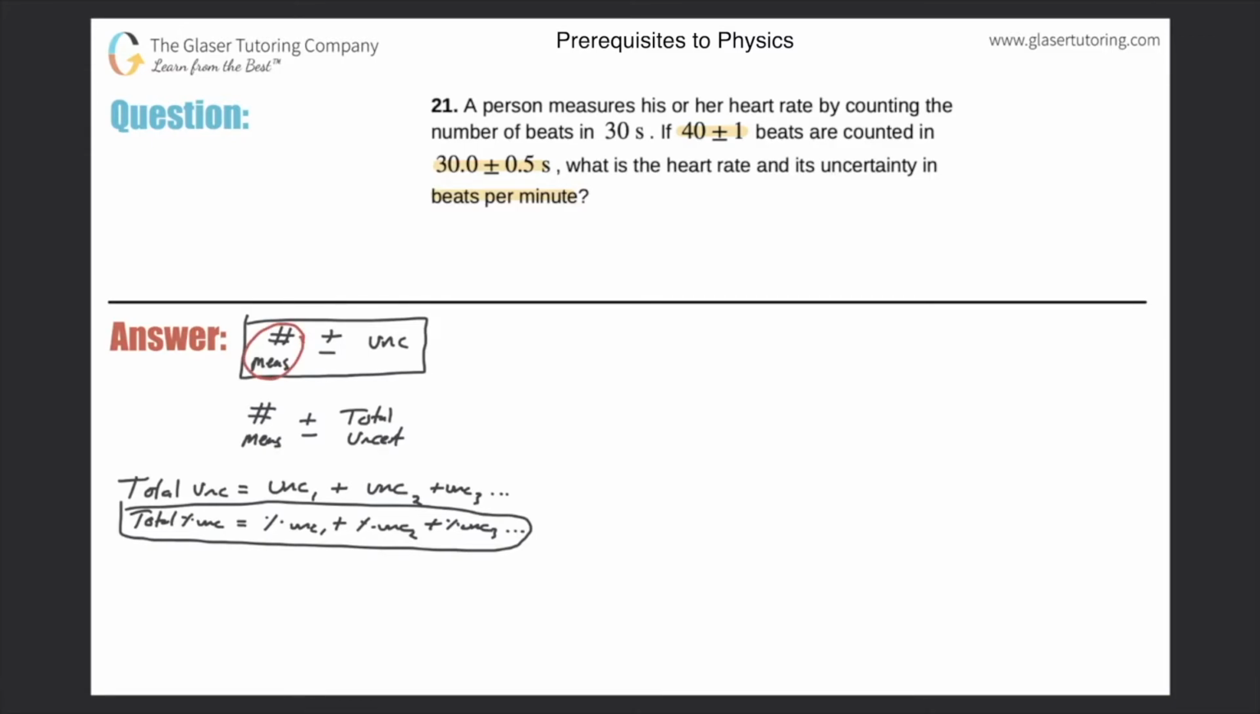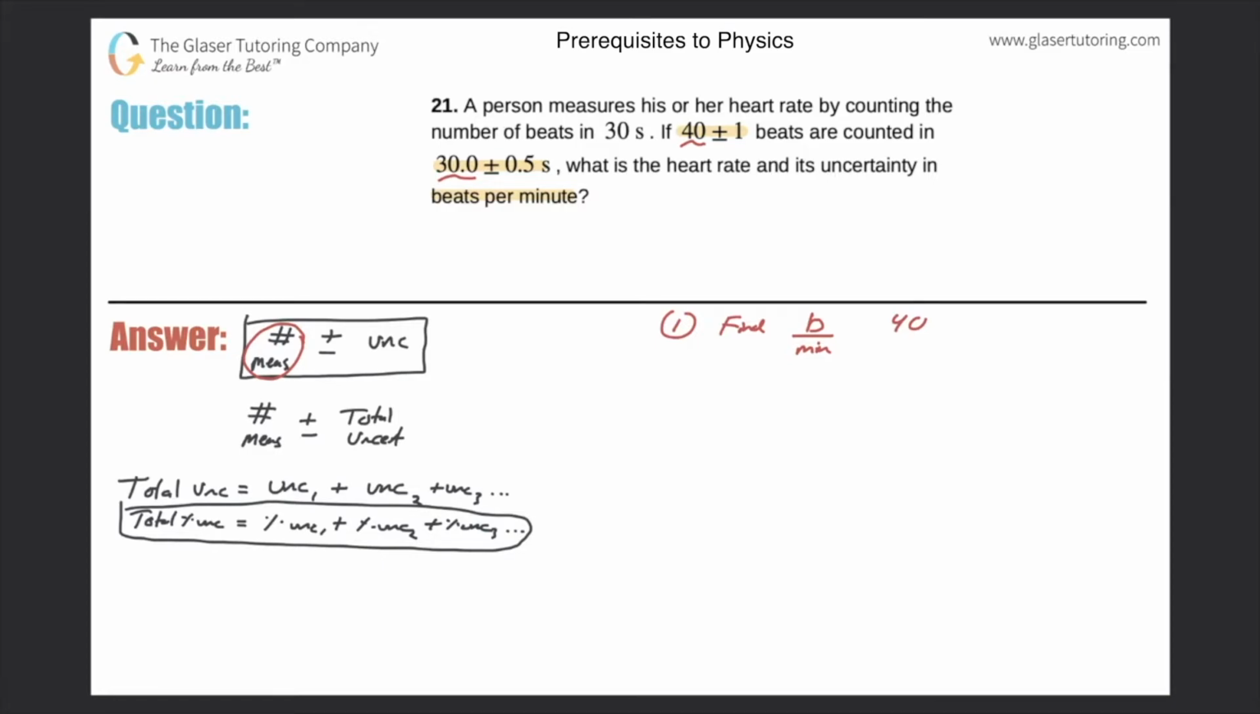Okay, so part 1 is essentially going to be to try to find beats, which I'll label as B, per minute. Now what they gave us is beats and seconds, right? So they told us that it was 40, and by the way, when I'm calculating the beats per minute, I'm going to use the base numbers. I'm not going to worry about the uncertainties. So what do I mean by base numbers? If you go back to the problem, I just underlined the 40. That's considered the base measurement of beats, and then the base measurement of seconds is going to be 30.0.